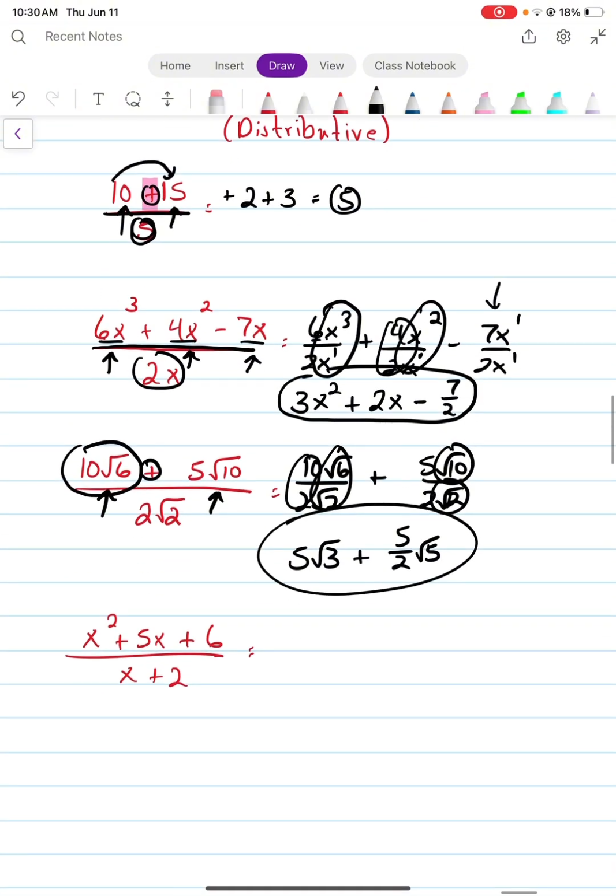Now the last one. Notice you have 3 terms on top and 2 terms on bottom. We have special ways of working this. We call them long division or synthetic division. You cannot take each of these and divide by x. You can't take each and divide by 2. It doesn't work. So if you would like to look it up, either synthetic division or long division is going to be the 2 methods we're going to use to actually divide when you have something being divided by 1 or 2 terms on bottom.